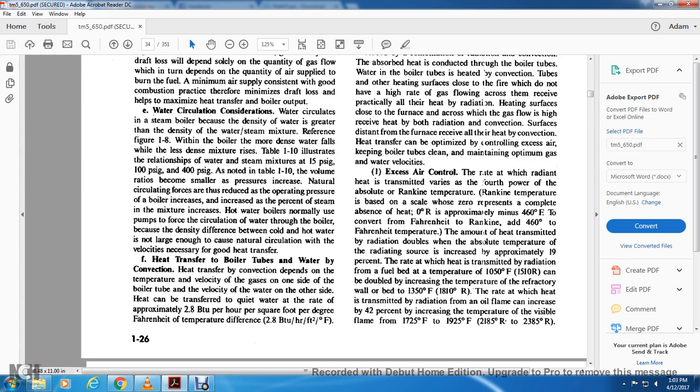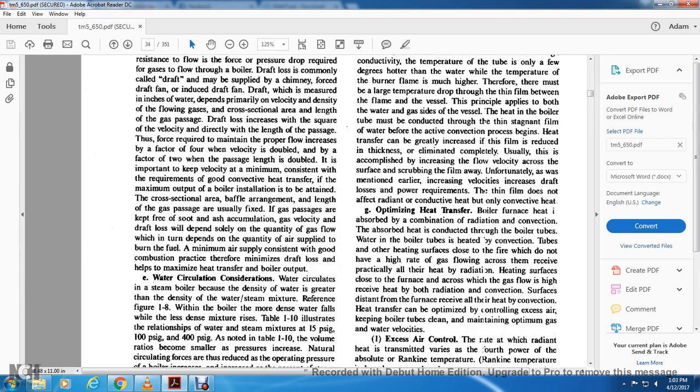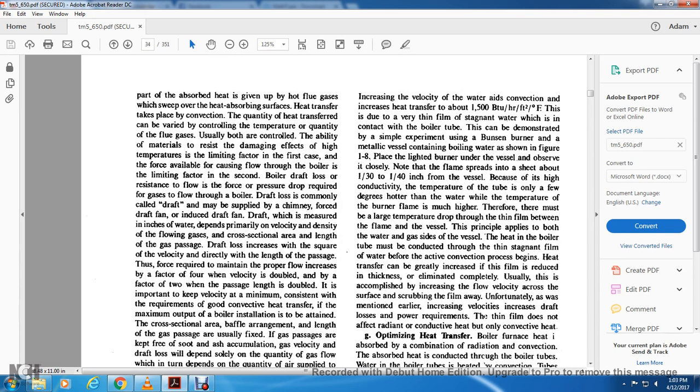Heat can be transferred to quiet water at the rate of approximately 2.8 British thermal units per hour per square foot per degree Fahrenheit temperature difference. Increasing the velocity of water aids convection, increasing the heat transfer to about 1,500 BTUs per hour per square foot per degree Fahrenheit. This is due to the very thin film of stagnant water which is in contact with the boiler tube. This can be demonstrated with a simple experiment using a Bunsen burner and a metallic vessel containing boiling water, shown in figure 1.8.